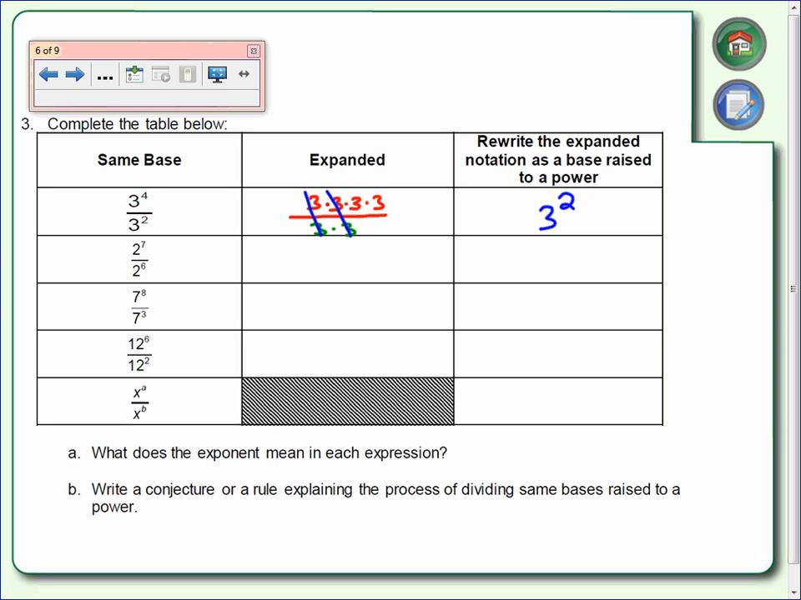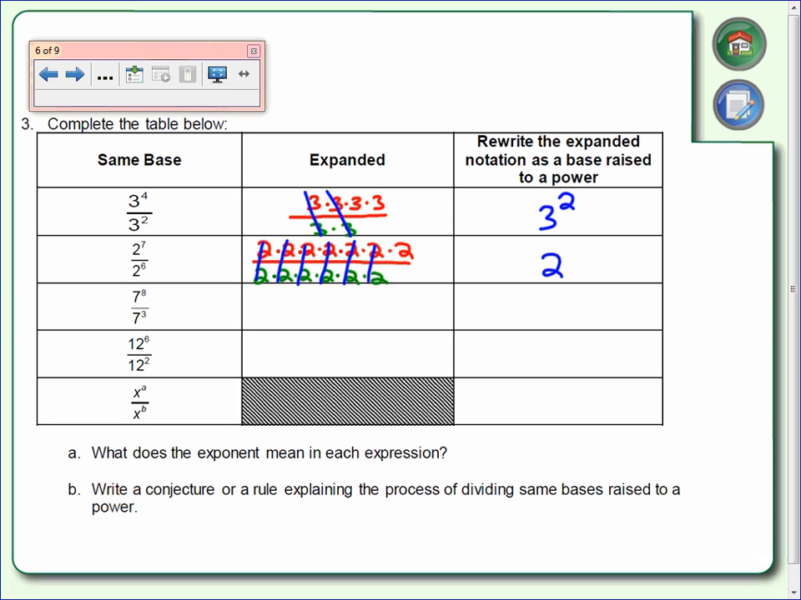Let's do a couple more, and we're going to see if we can find some kind of a shortcut like we did with multiplying. 2 to the 7th power: 2 times 2 times 2 times 2 times 2 times 2 times 2. 1, 2, 3, 4, 5, 6, 7. I got 7 2's. That's 2 to the 7th power. 2 to the 6th power: 1, 2, 3, 4, 5, 6. Let's come over here and cancel some out. Those cancel, those cancel, those cancel. Look what I'm left with. I'm left with a 2.